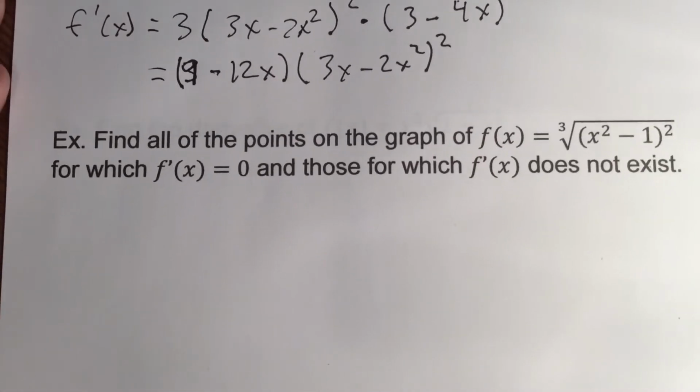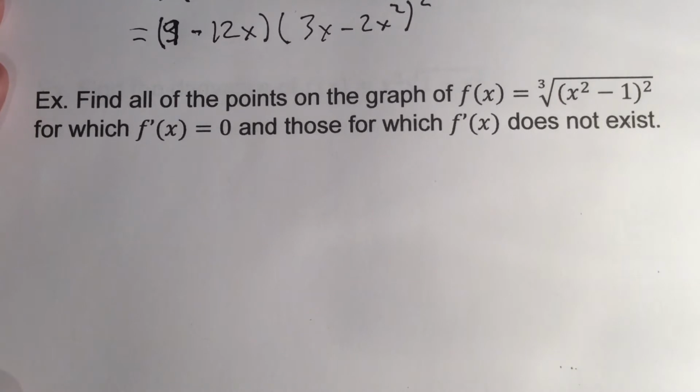Now, find all the points of the graph of f of x equals the cubic root of x squared minus 1 squared, for which f prime of x equals 0, and for those for which f prime of x does not exist. So with this, there's going to be cases where the derivative equals 0, and cases where the derivative is not going to exist. It's not going to work out. So we're going to have to limit some of the domain. First thing we have to do is find that derivative, so we know what we're even working with.